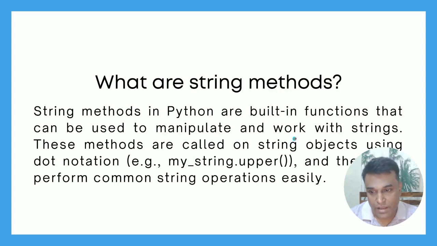String methods in Python are built-in functions that can be used to manipulate and work with strings. These methods are called on string objects, and it is very important to know this, using the dot notation. In the example I've given, my_string is a variable name, then there is a dot and then upper. Now it is one of the string methods, and they help perform common string operations easily.